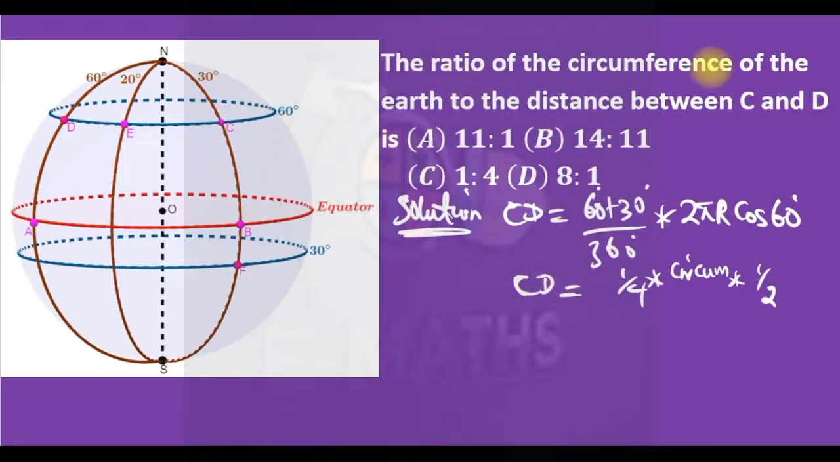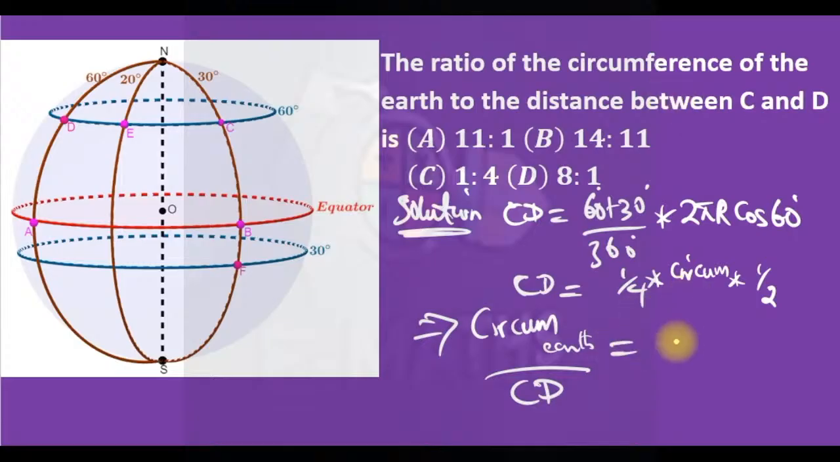So we're asked to find the ratio of the circumference of the earth. Which implies that the ratio of the circumference of the earth over CD, the distance between C and D, is now 4 times 2 is 8, 8 over 1. Yes. Because this is like circumference over 8. 4 times 2 is 8. So the answer is 8 is to 1. So it's a logical question. Very simple. Option D.